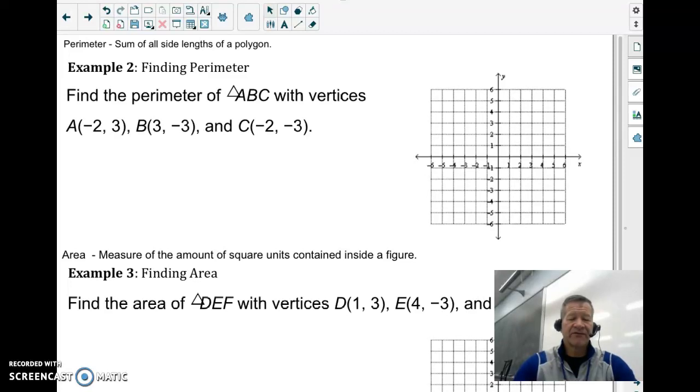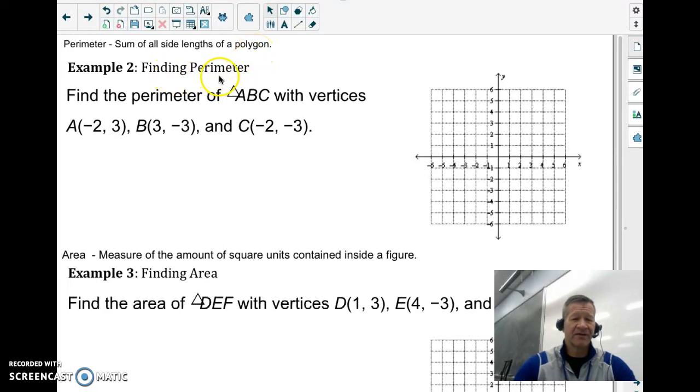In section 8.4, we are going to determine perimeter and area of polygons. So I'm going to start out by finding perimeter. Now, a quick definition of perimeter: it's simply the sum of all the sides, the side lengths of a polygon.